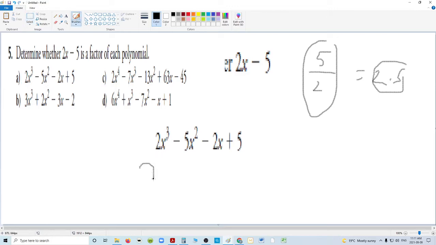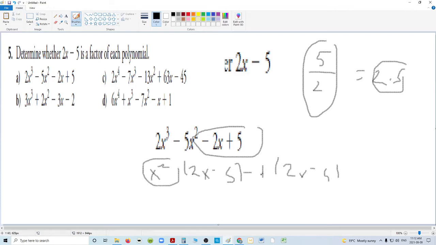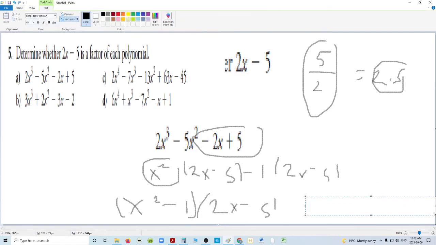In the first one, I can take out x squared from both, and I get 2x minus 5. In the second one, I can take out minus 1 from this here, and I get 2x minus 5. So right there, I see it's x squared minus 1 times 2x minus 5. And this also can be broken down into x plus 1 and x minus 1, which means the factors of this are indeed x plus 1, x minus 1.